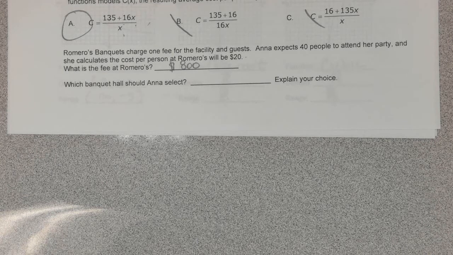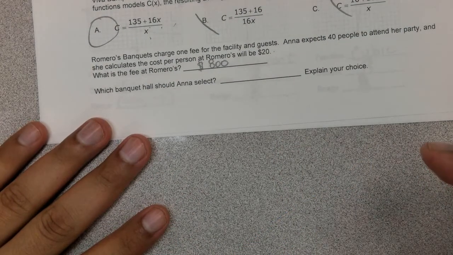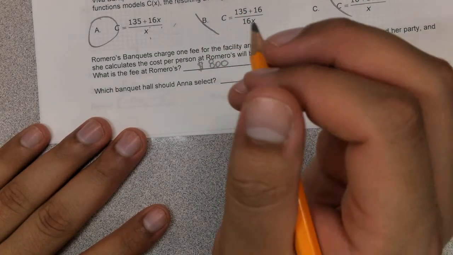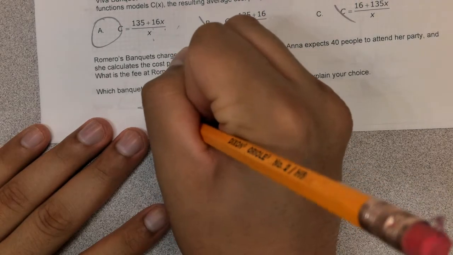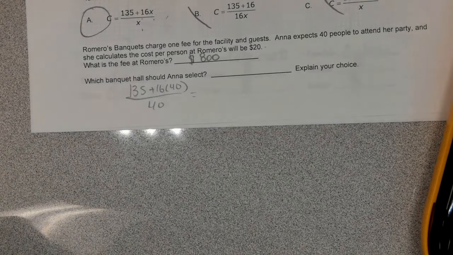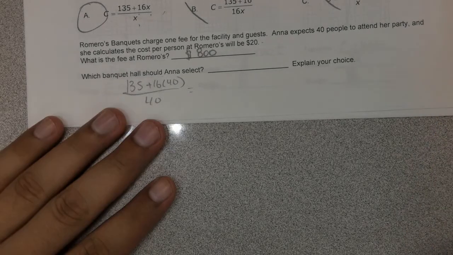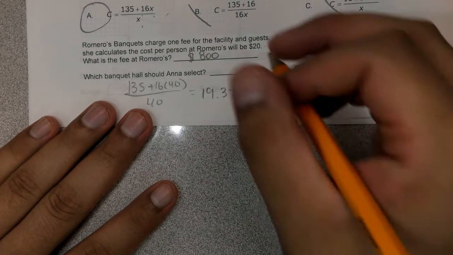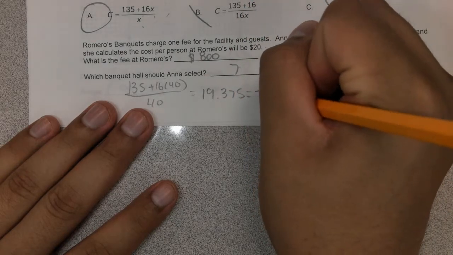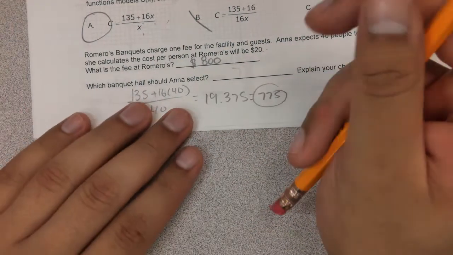All right, so let's do the same thing. Let's use 40 people. So here we got 135 plus 16 times 40 over 40. All right, we get 19.375 for the cost per person. If I multiply that by 40, we get 775. So based off those two numbers, I know Viva is the best choice.